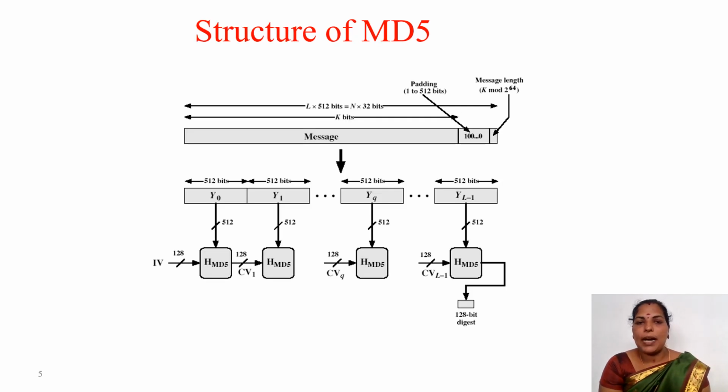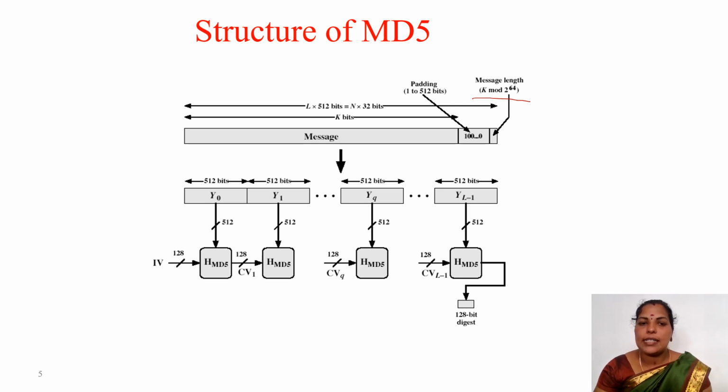This is the block schematic or structure of the MD5. In the previous slide, we have seen the 5 steps. First we have to pad the message, then we have to append. In the first step, the message size is k bits. Then we pad 1 to 512 bits, so that the length is 448 mod 512. While padding, the first value is 1 and the remaining are all zeros. Then we append the message length as k mod 2 power 64.